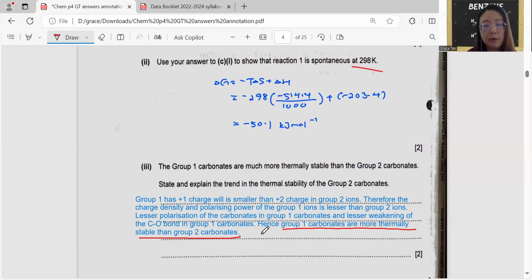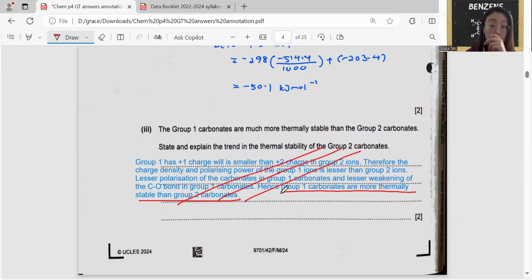Okay. All right. So basically, everybody, just ignore this. You want me to explain group 2, I thought you wanted me to explain group 1. Okay, never mind. I can just write the answer up.